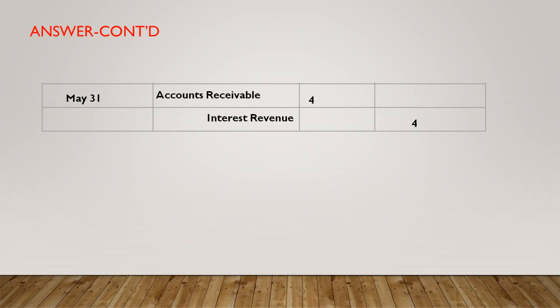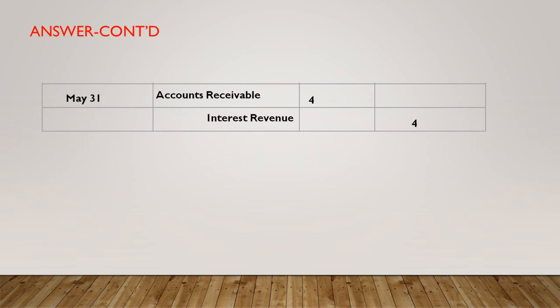Because the company has not received any cash from the customer now, it will receive the cash in the future. The 1,000 along with the interest that the company charged the customer for paying later and not paying now for the same transaction. So it's debit accounts receivable and credit interest revenue by $4.